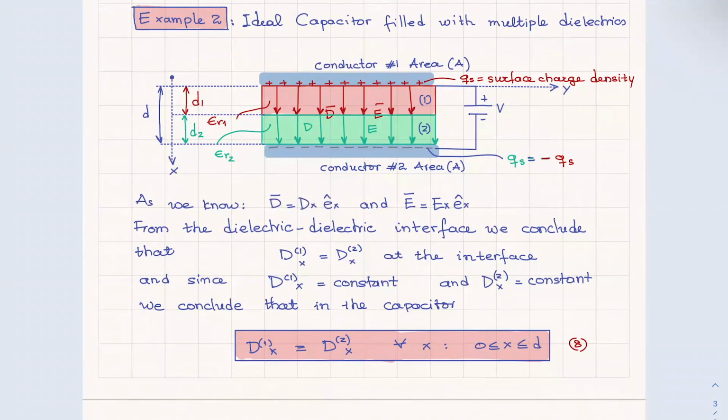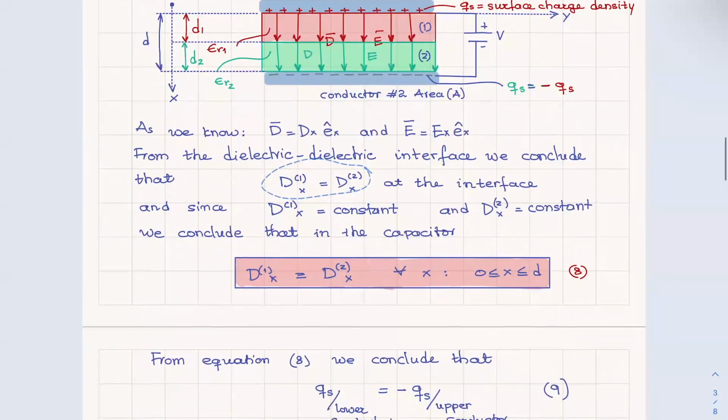We write D and E. And then from here, now we remember the boundary conditions. What are the dielectric boundary conditions telling us? That the normal component of the electric flux density is continuous. They also say that the tangential component of the electric field intensity is continuous, but we don't have a tangential component here. We only have normal components to the interface and to the conductors. Therefore, we are using this property.